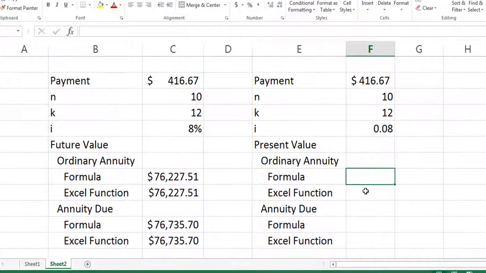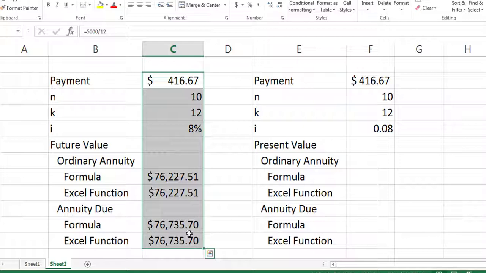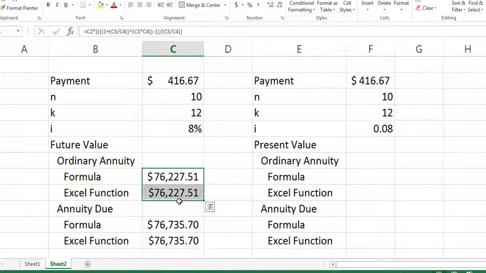Now, if we wanted to do discounting, we're going to switch over to this other column and do the exact same thing, but we're going to be discounting. So in this first column here, in column C, we were asking the question, what happens if I invest $416 a month every month for the next 10 years? And the answer is, depending if you're using an ordinary annuity or an annuity due, you either get $76,000 and some change or $76,000, almost $77,000. And that's all a function of, does the payment come to us at the beginning of a month or at the end of a month?